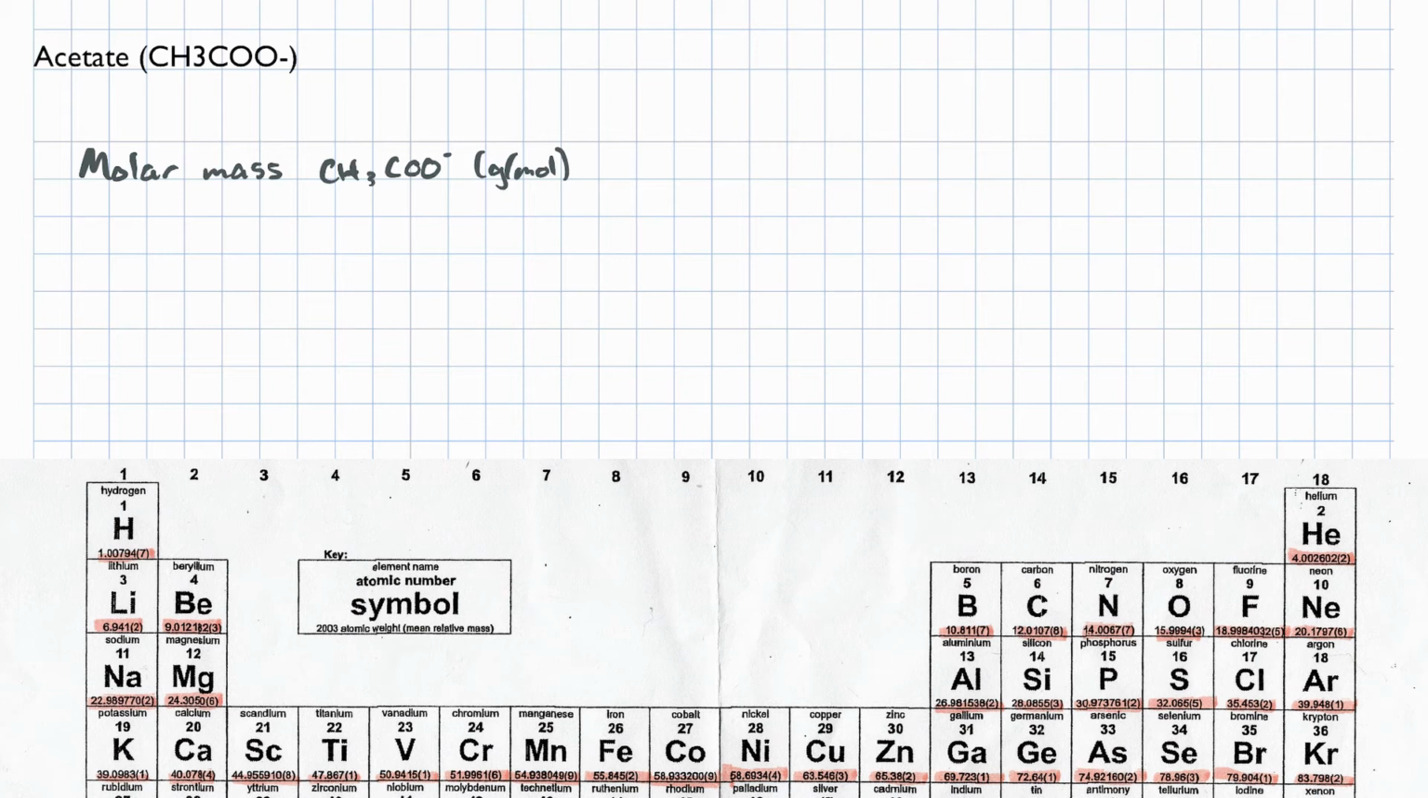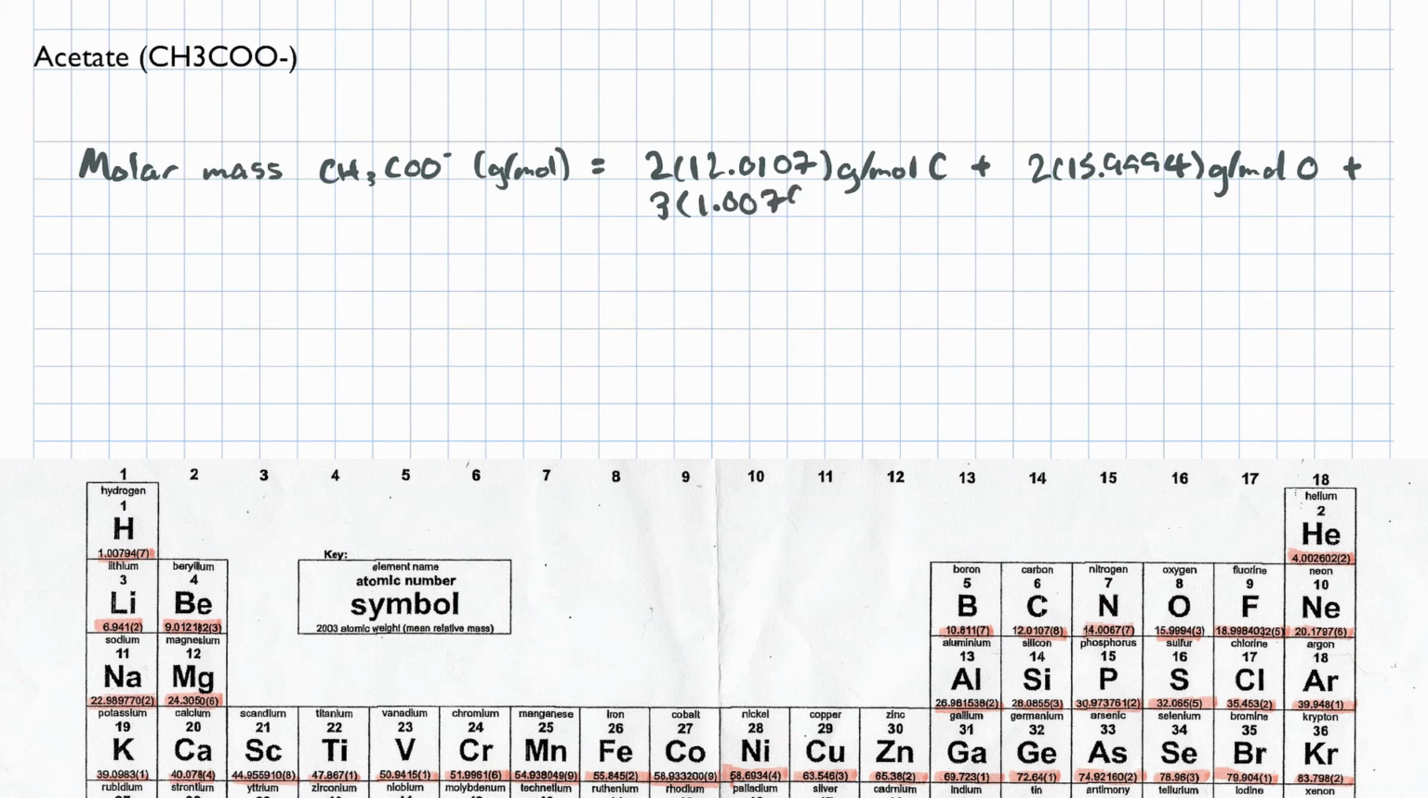Now, acetate's a big one, but it doesn't mean that the process is any different. So there are 2 carbon, so 2 times 12.0107 grams per mole C. And then there are 2 oxygen here, 15.9994. And then there are 3 hydrogen, so 3 times 1.00794.